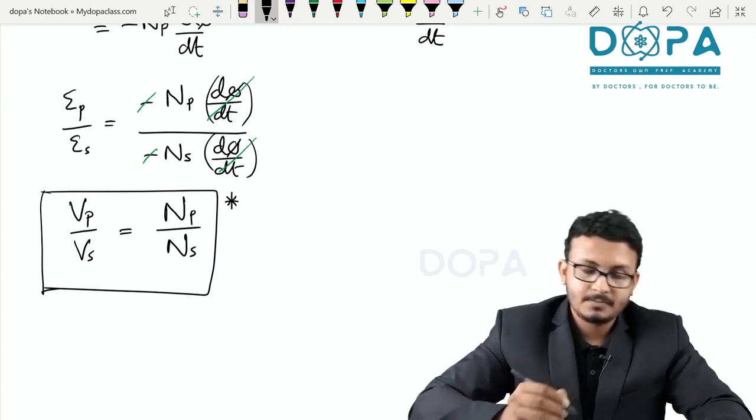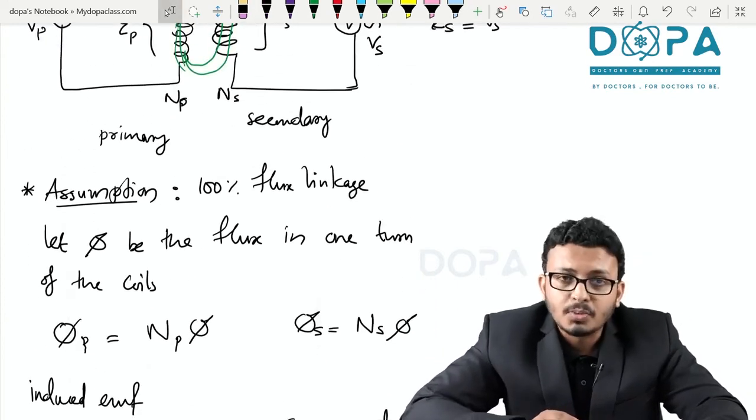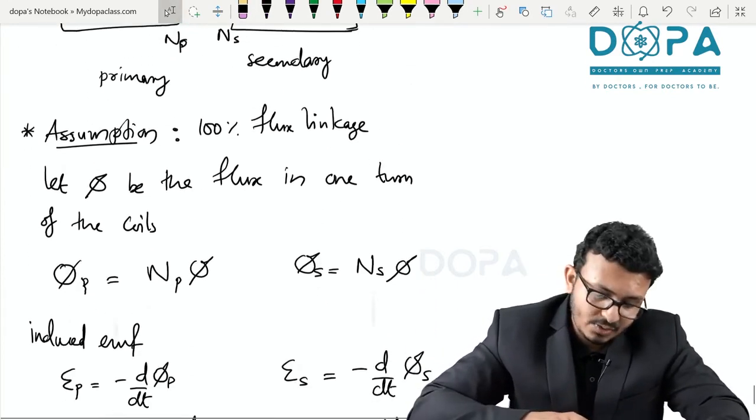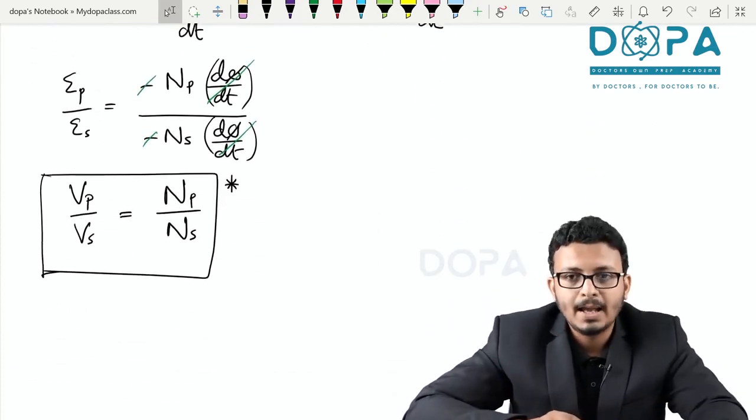This is the equation that we use for transformers. There is a condition. What was that? Star. The condition is nothing but 100% flux linkage. We have made an assumption of 100% flux linkage. Vp by Vs is equal to Np by Ns.